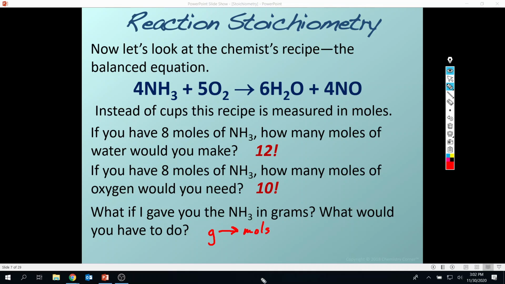And so that's going to be our ultimate goal, to be able to do things like that. To say, hey, what if I gave you 85 grams of ammonia and excess oxygen? How many grams of nitrogen monoxide could you expect? And so that's what we're ultimately going to be looking at trying to figure out.